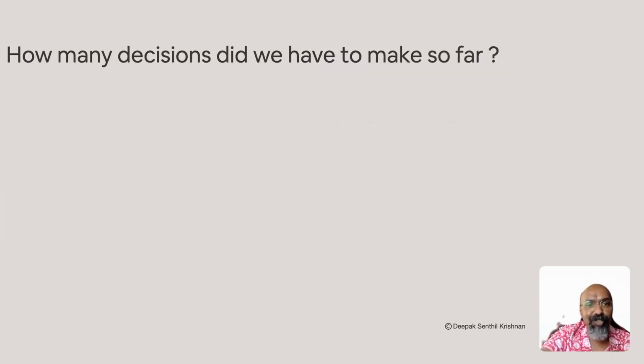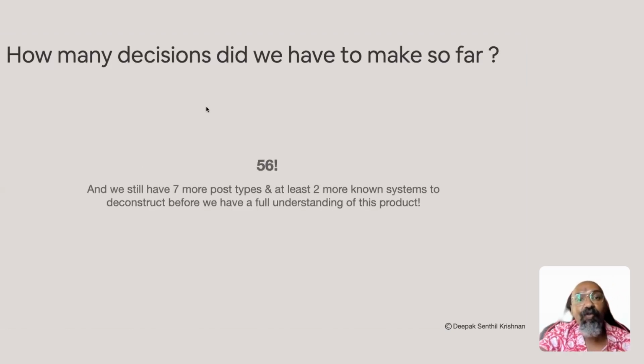So now let's ask ourselves the question: how many decisions did we have to make thus far? If someone was keeping a tab on the number of questions that we were asking, how many questions do you think we have asked thus far? Take a wild guess. 10, 25, 17, 15, or 50. Yeah, some of you are hitting the right ballpark. Someone is actually very close. Hopefully you've been counting. We've asked 56 questions thus far, and we have not even scratched the surface. We still have 7 more post types to cover.